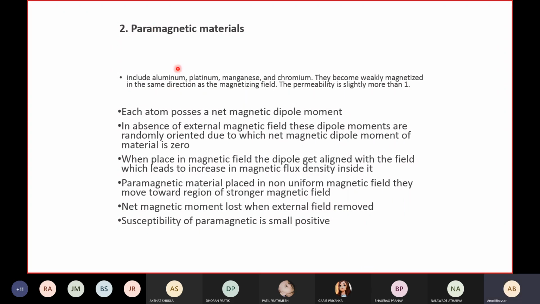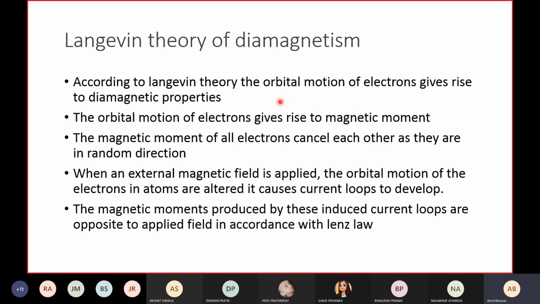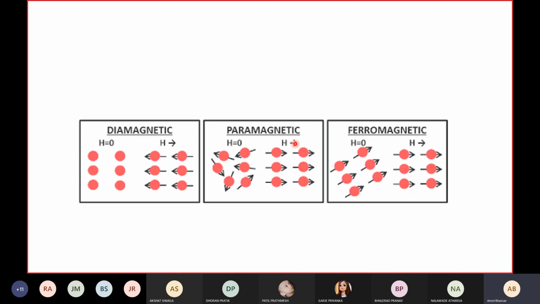So paramagnetic materials are aluminum, platinum, manganese, and chromium. They become weakly magnetized in the same direction as that of the magnetizing field. The permeability is slightly more than 1. So here you will see that they are weakly magnetized. As soon as you apply some magnetic field, what happens? They are aligned in the direction of the magnetic field. This is the direction of the dipole moment.